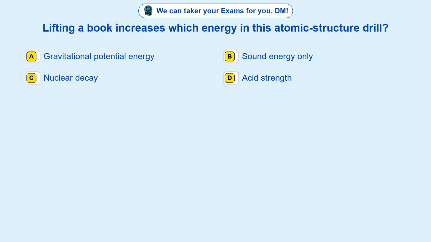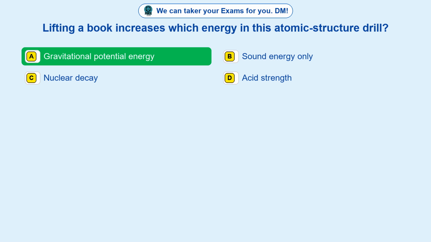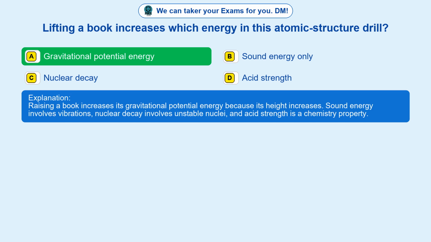Question 61. Lifting a book increases which energy in this atomic structure drill? Option A, gravitational potential energy. Option B, sound energy only. Option C, nuclear decay. Option D, acid strength. The correct answer is option A, gravitational potential energy. Raising a book increases its gravitational potential energy because its height increases.